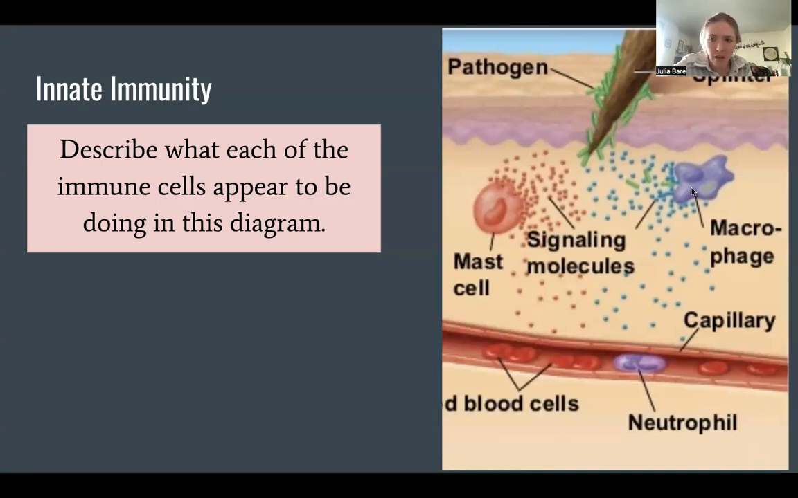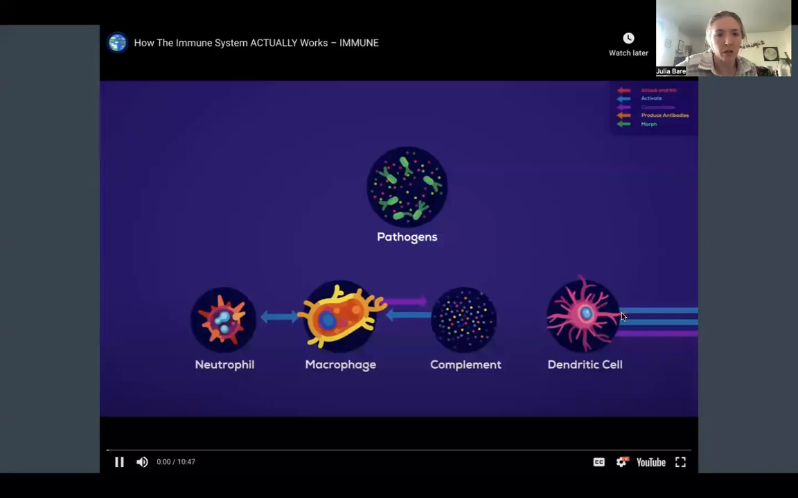And if you notice, the macrophage actually consumed one of the invading pathogens. And it looks like these signal molecules, they aren't even touching the invading pathogen. These signaling molecules are going into the bloodstream. So this indicates that the mast cell is producing signaling molecules that recruit something to help get rid of the infection. Maybe it's recruiting this neutrophil. So let's dive into these types of cells for a second.